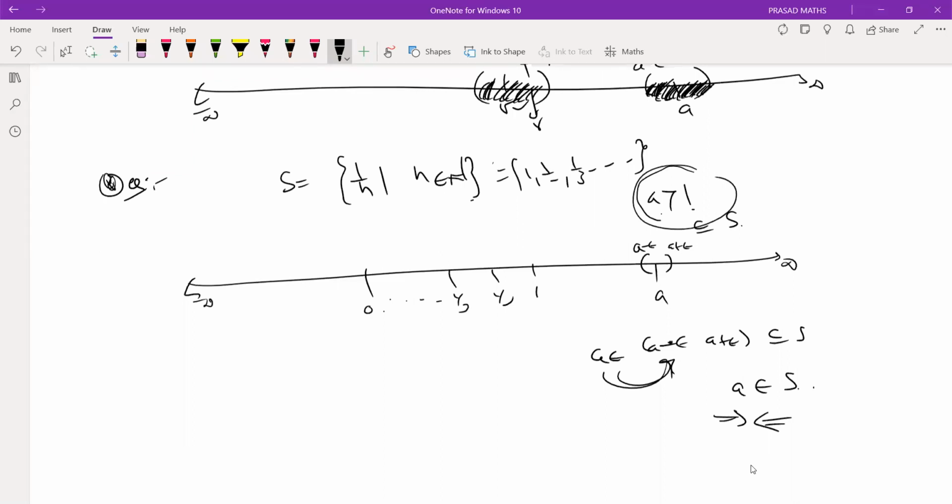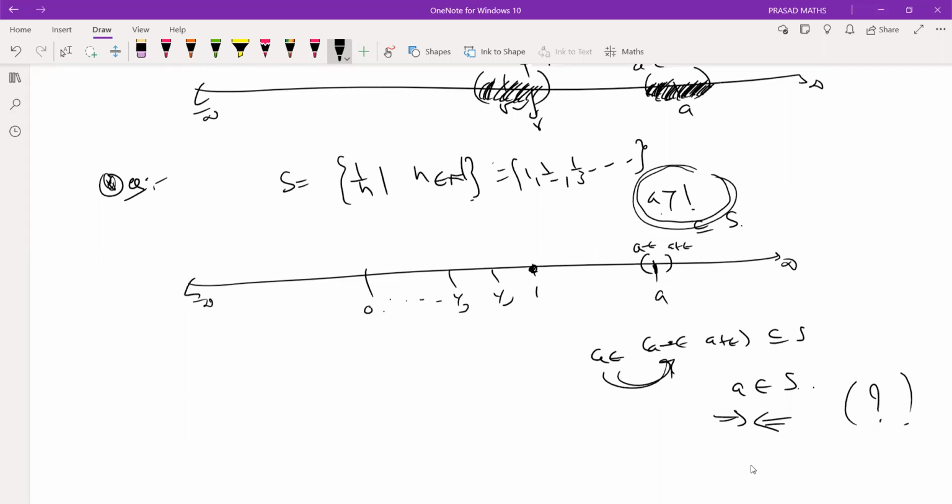When I take A bigger than 1, on the right side there is nothing in S, so it does not exist. Therefore S cannot be a neighborhood of a point A. Therefore any number which is bigger than 1 is not a neighborhood point of S. S is a set; you take a real number which is bigger than 1, S cannot be a neighborhood of that point A.